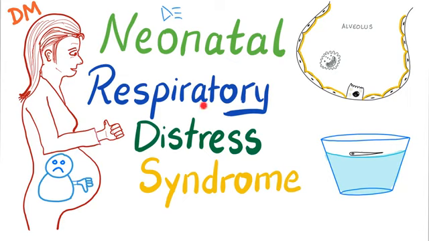Today we'll talk about neonatal respiratory distress syndrome, or NRDS. Mommy has diabetes, for example. Mommy is having hyperglycemia, thumbs up, but the baby is having hypoglycemia, thumbs down. This baby has lots of insulin. Insulin inhibits the production of surfactant. When you have less surfactant, you have higher surface tension, you have a higher likelihood that your lungs may collapse. With that being said, now let's get started.